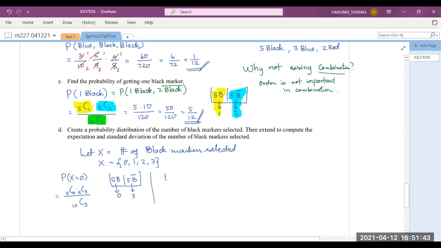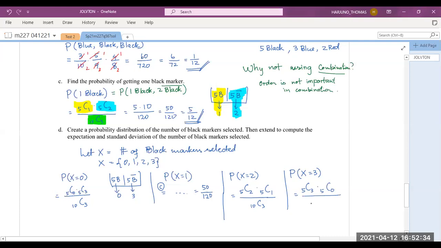Now the probability that the number of black selected is 1 is already computed in part C. So that's the same, you will get 5 over 12. Maybe I leave it as 50 over 120 for now. I will reduce that later on. Now the probability that 2 black are selected will be 5 choose 2 black, 5 not black choose 1, over 10 choose 3. And lastly, the probability that the number of black selected is 3 means 5 choose 3 times 5 choose 0 over 10 choose 3. I think that will be exactly the same as this one.